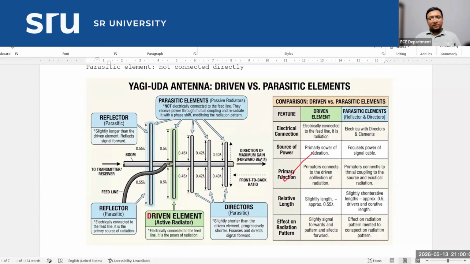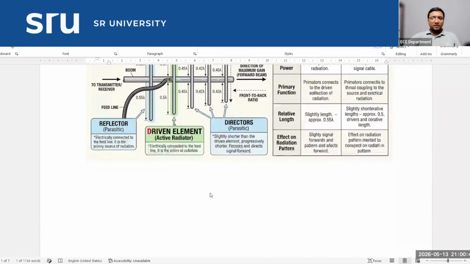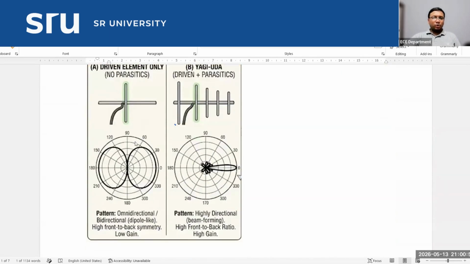The primary function of this driven element is to create the radiation. That is the primary function, to create the resonance, because based on this length of the antenna, it will create the resonance. The length of each arm is approximately 0.5 to 0.55 lambda. Suppose these parasitic elements are not existing. Without this parasitic element, the radiation pattern looks like this.